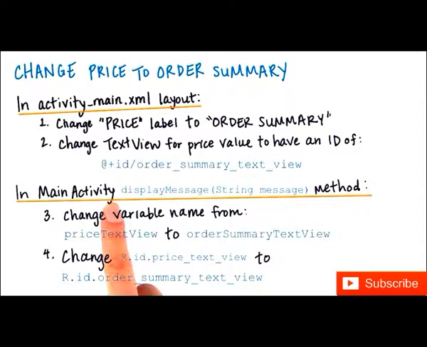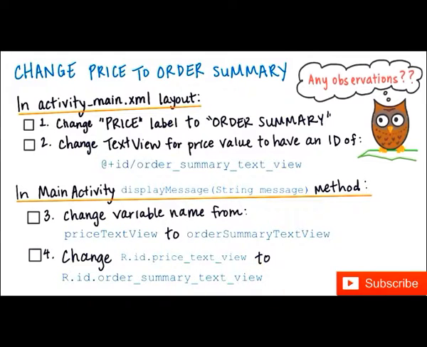Then in the main activity file, in the display message method, go ahead and change the variable name from price text view to order summary text view. And lastly, go ahead and change the reference to R.id.price_text_view to R.id.order_summary_text_view with the underscores here. When you're done, check these boxes.